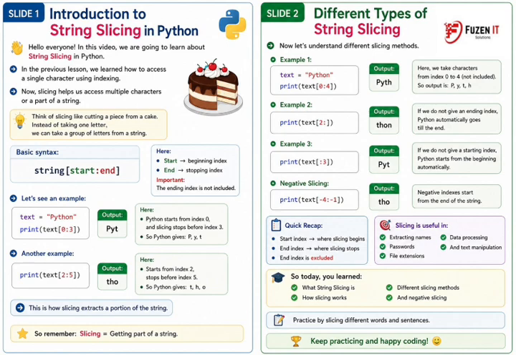And a quick recap of all this: in string slicing, the start index is included and the end index is excluded. The start index says where slicing begins, and the end index says where slicing stops. Slicing is useful in extracting names, passwords, file extensions, data transfer processing, and text manipulation.